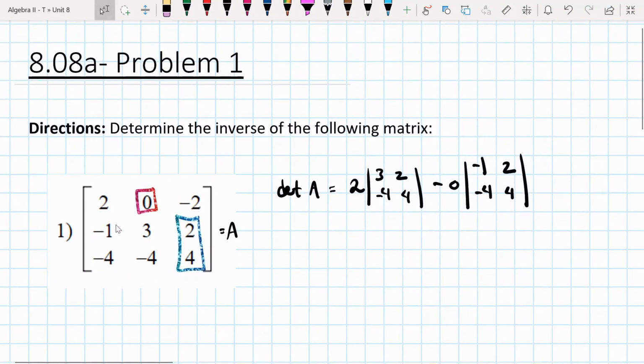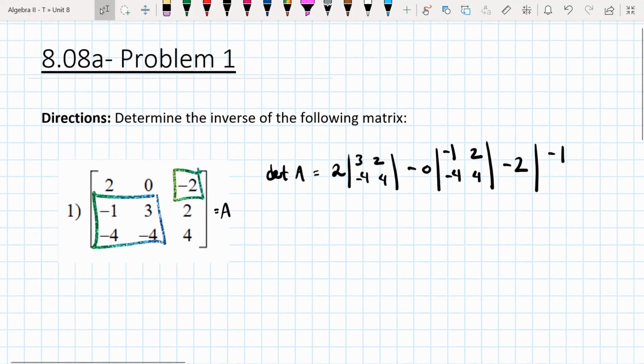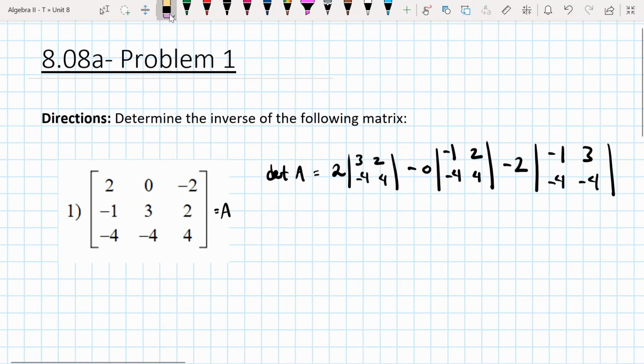And then lastly, we're going to add negative 2 times the determinant of this 2 by 2 matrix. So negative 2 times negative 1, 3, negative 4, and then negative 4. Okay? So the nice thing about this one is the middle term is multiplied by 0, so that's just going to go away, it becomes 0.